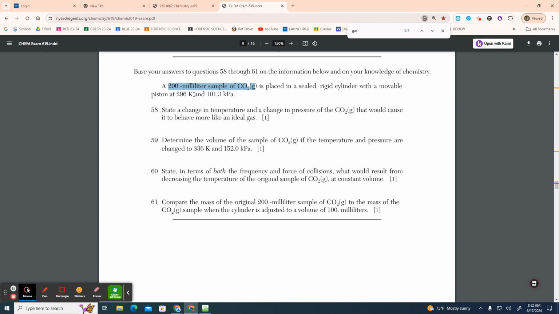What's a piston? A piston is like, let's say you have a tube, and it has a stopper on the top, and it goes up and down. That's a piston. Look, I'll show you.